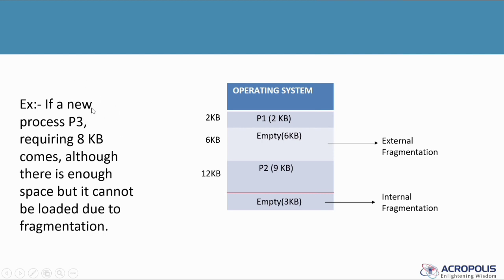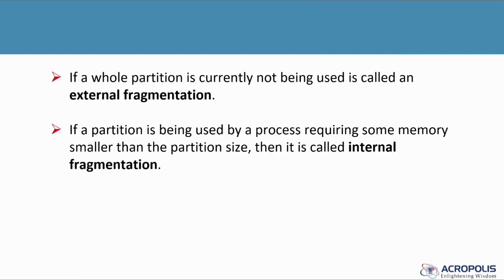For example, we have just taken one example here. If a process P3 comes, and it requires 8 kb memory, although we can see here 6 kb is empty and 3 kb is also empty, right? So there is ample space available, but we cannot allocate it. The first one is external fragmentation, and here 3 kb is wasted, which leads to internal fragmentation. So hope you got to know what fragmentation is. So let us read the definition we have.